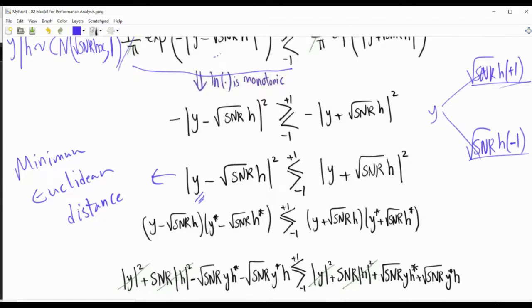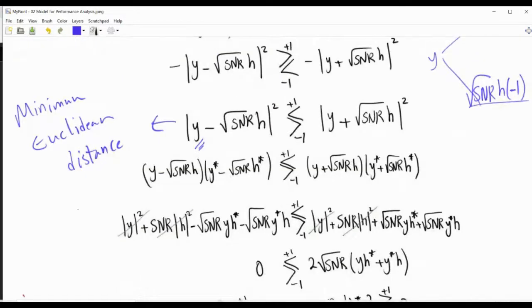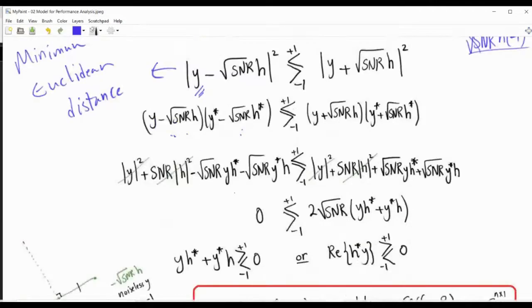But we do not stop here. We simplify. This is the magnitude squared of a complex quantity. We write it as the product of the complex quantity by its complex conjugate, and we will discover that there are terms that can be eliminated. You multiply y by y conjugate, it gives you magnitude y squared, but also you get magnitude y squared on the other side. So these guys will go away, and the same for SNR magnitude h squared. And so the remaining terms can be gathered as such.